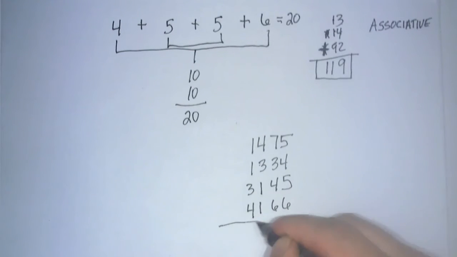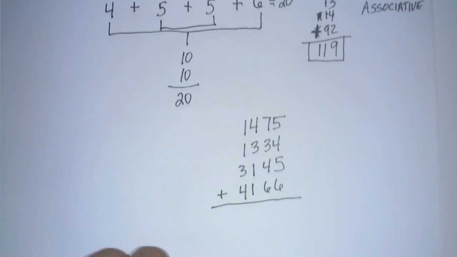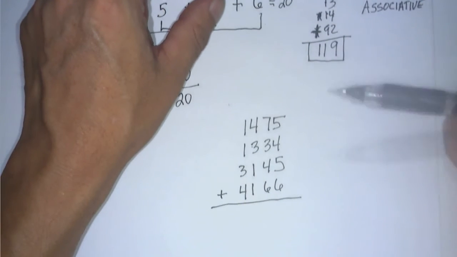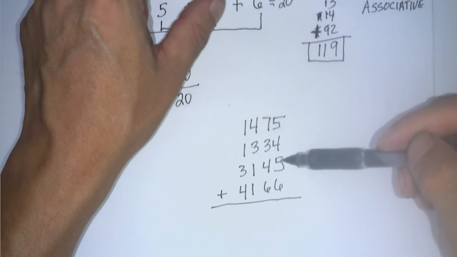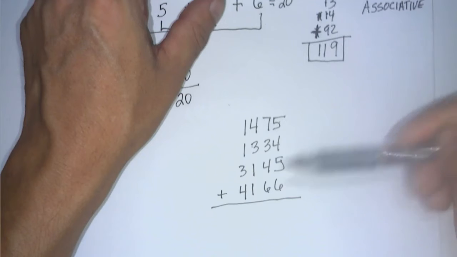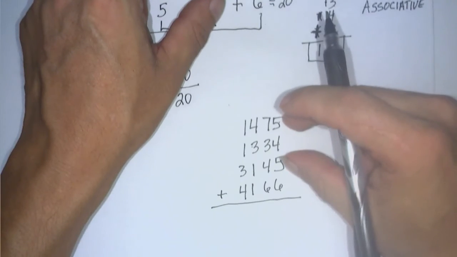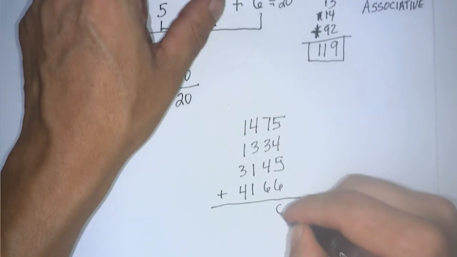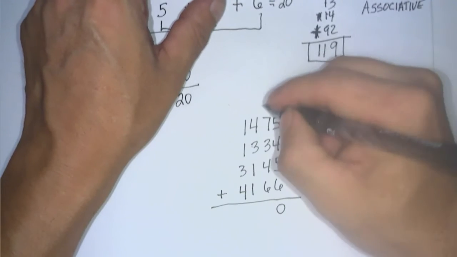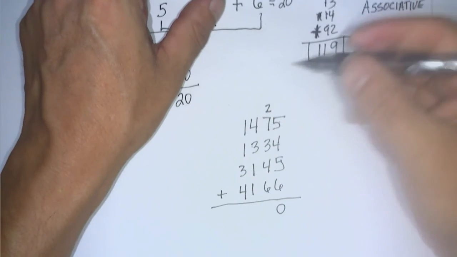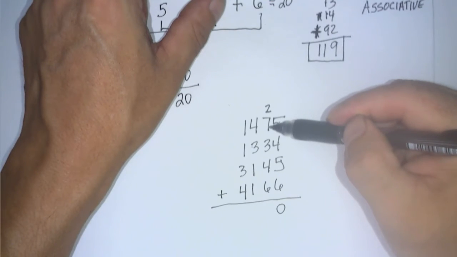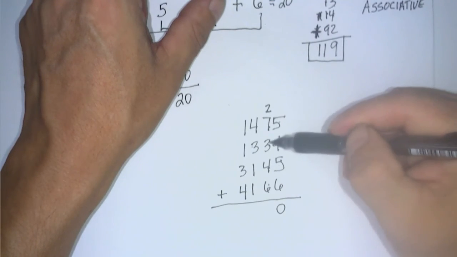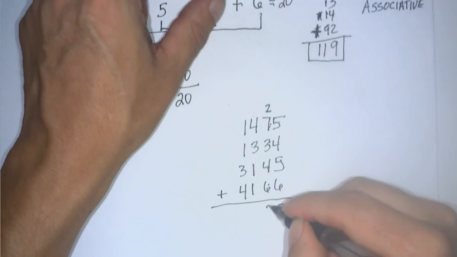4,166. So when we add these up, again, we're going to be looking for pairs of numbers that add up to 10. Notice that 5 and 5 is 10, and 4 and 6 is 10. So 10 plus 10 is 20. And we're going to carry a 2. 6 and 4 is 10. 7 and 3 is 10. So again, 10 and 10 is 20, and 2 more is 22.